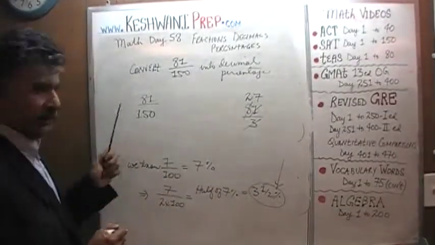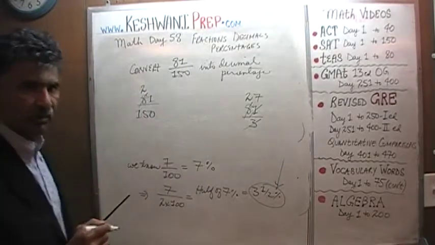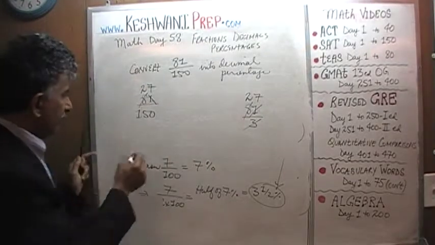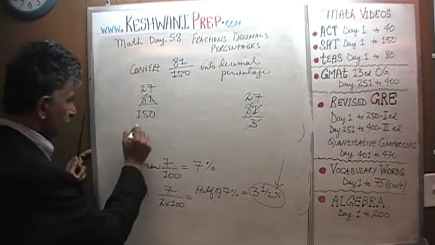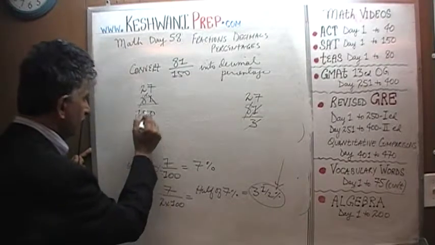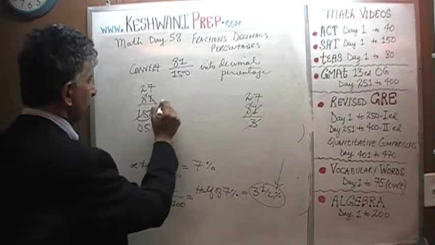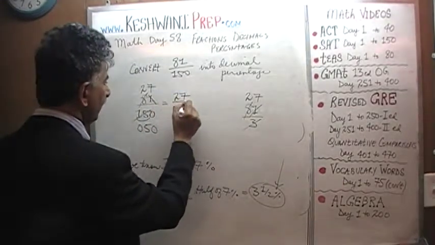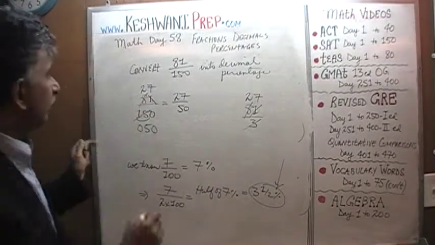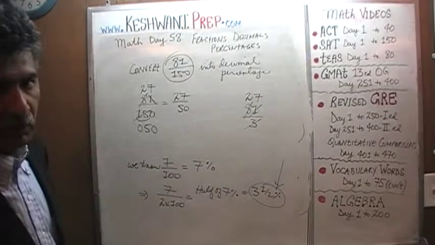So let's do that here. 8 has 2 3's. The remaining 2 goes and joins the 1, becomes 21. And 21 has 7 3's. How many 3's does 1 have? 1 has no 3. That 1 goes and joins the 5, becomes 15. And 15 has 5 3's. How many 3's does 0 have? 0 has no 3. So we end up at 27 over 50. By the time we reduce 81 over 150, it boils down to 27 over 50.